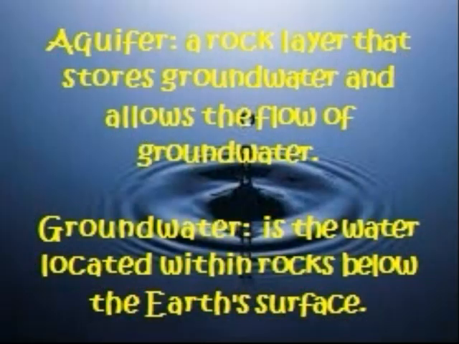"I have a treat for you two today," explained King Sweet. "Today I'm going to show you an aquifer. An aquifer is a rock layer that stores groundwater and allows the flow of groundwater. Groundwater is the water located within the rocks below the Earth's surface. This is where your drinking water comes from.